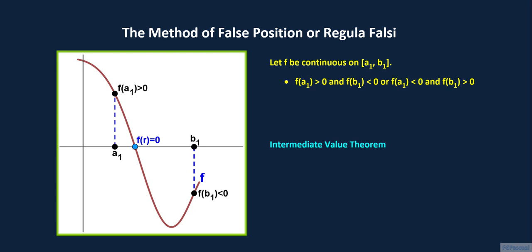These sets of inequalities combined are equivalent to the single inequality that the product of f of a sub 1 and f of b sub 1 is less than 0. To simplify the discussion, let us suppose that there is only one unique solution, which we call x equals r, on the interval, and so f of r equals 0.